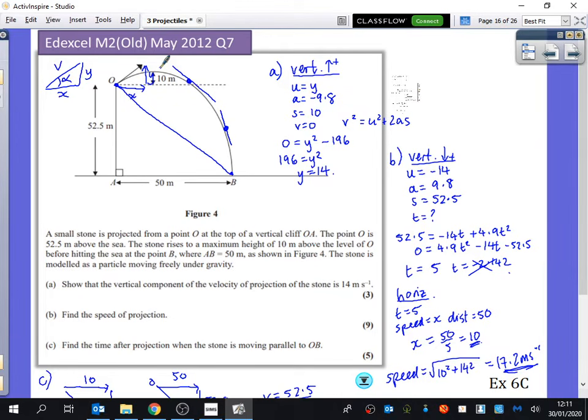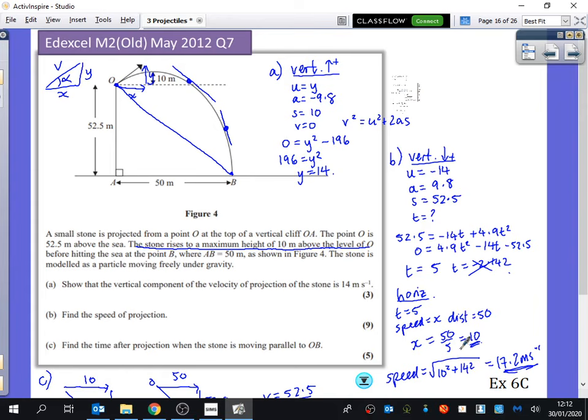So all we do for this first part of the question is, it said that the stone rises to a maximum height of 10 meters above the level of O. So I did a bit of suvat here using y as my initial speed, negative acceleration, positive displacement, and I knew that the vertical speed was 0, because when it gets to the top of that peak, it will have no vertical speed. That shows that y was 14.